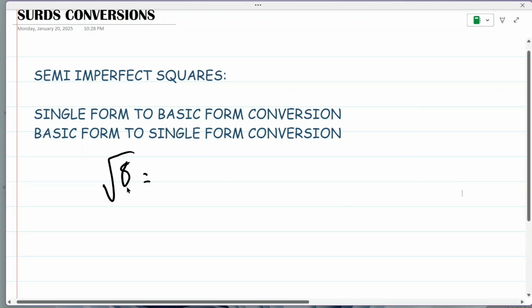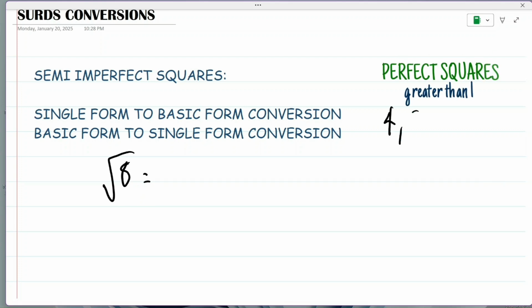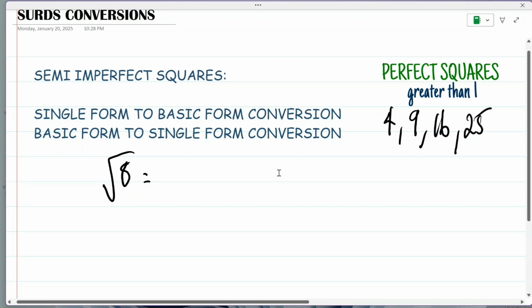Similar applies to these single form surds. Converting it from single form to basic form involves breaking it down to its product. Let's say we have our perfect squares here. We have 4, we have 9, that's 3 times 3, we have 16, that's 4 times 4, we have 25, that's 5 times 5. We don't need 1, we need from 4 upwards. Now, provided we can find 4 in 8, when you break it down to its product, that means we can break it down from this single form to the basic form.